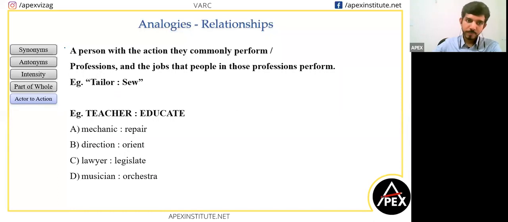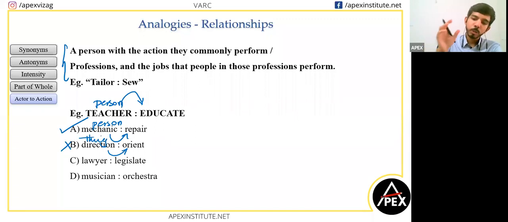Okay. So here also, I kind of revealed the answer beforehand. A person with the action that they perform. So a teacher's job is to educate. The same way a mechanic's job is to repair. Okay. Now another option here also works. A direction's job is also to orient. But in this case, since the teacher is a person and the mechanic is a person, we choose A rather than B because direction becomes a thing.